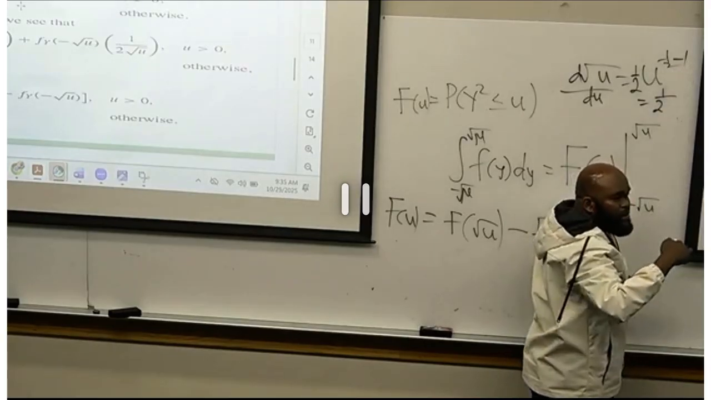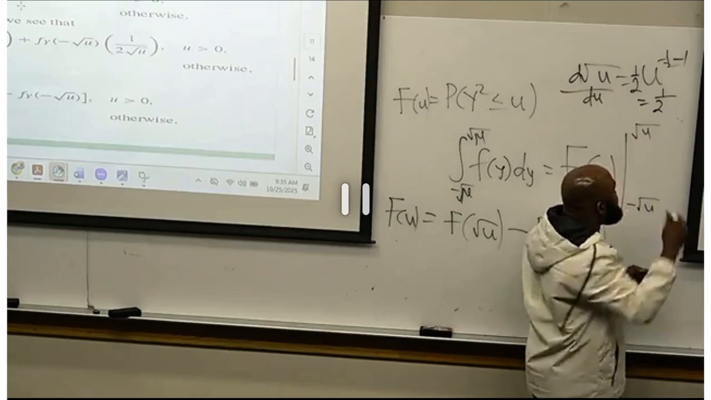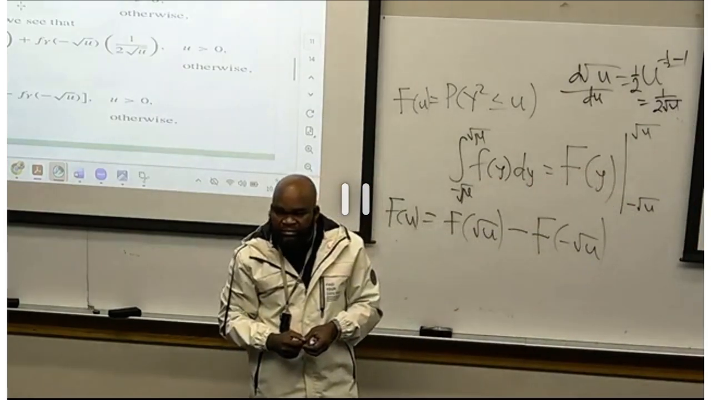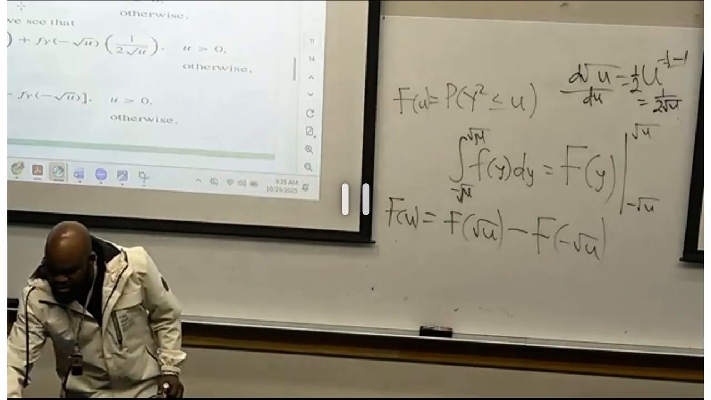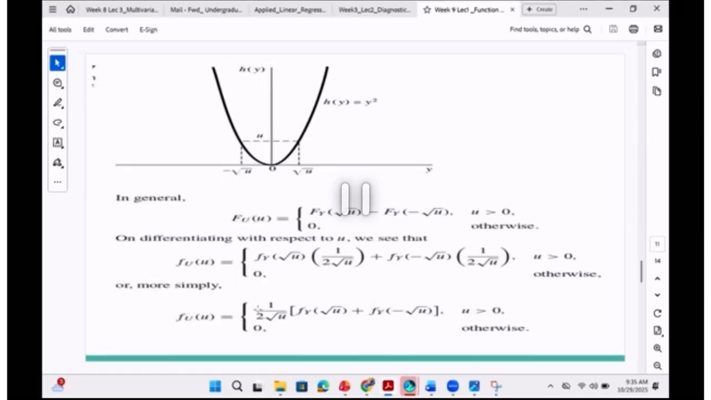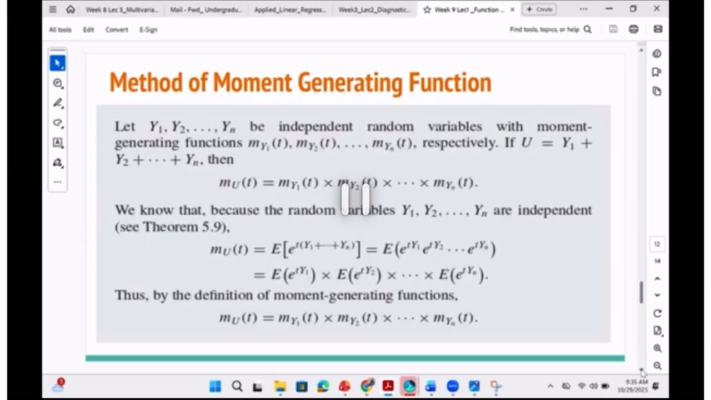And u raised to power minus half, when it goes down, becomes u raised to power half, which is the same thing as that. Which is what I'm doing here. Take a look at that. Can you see that? 1 over that, then that plus that. I'm done. This is the PDF. Okay. I'm done with the method of distribution function.